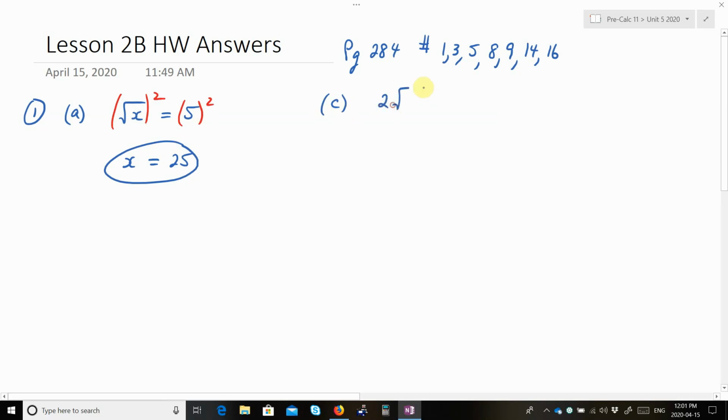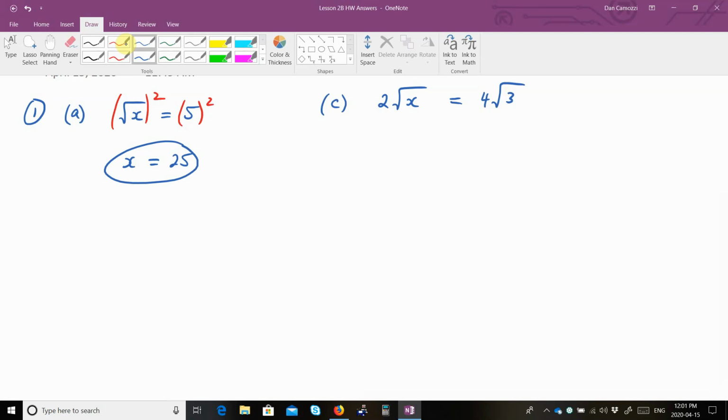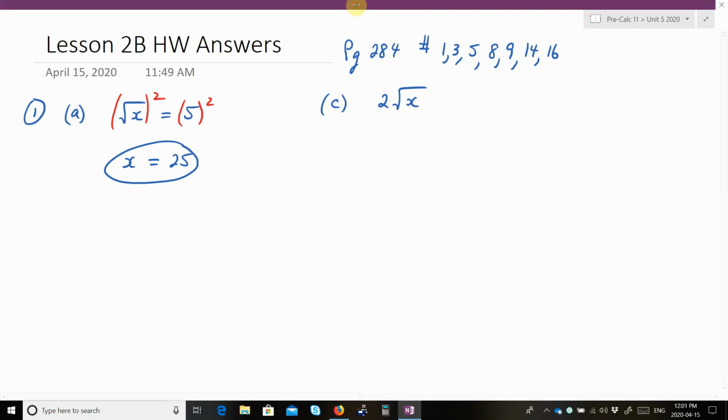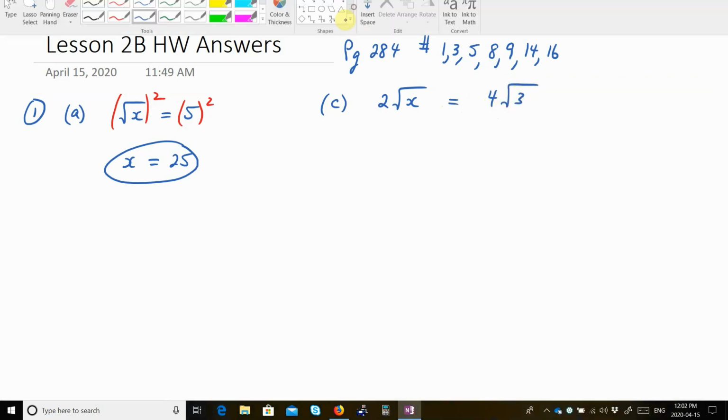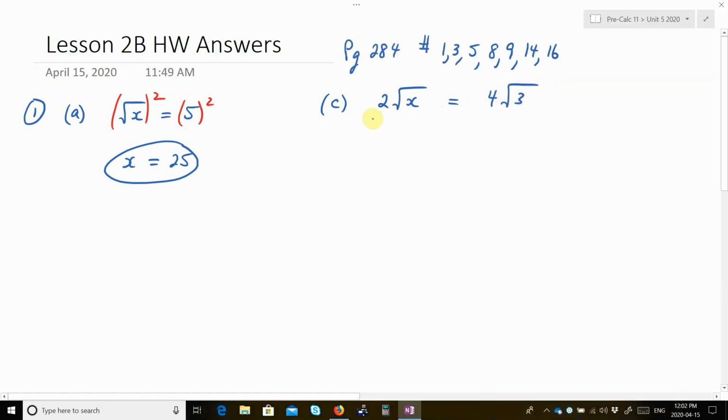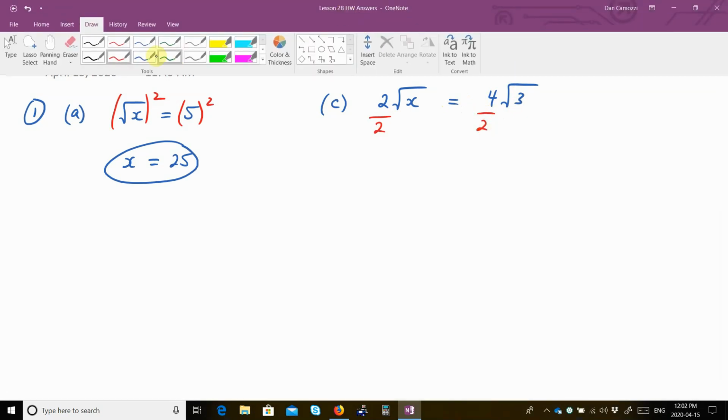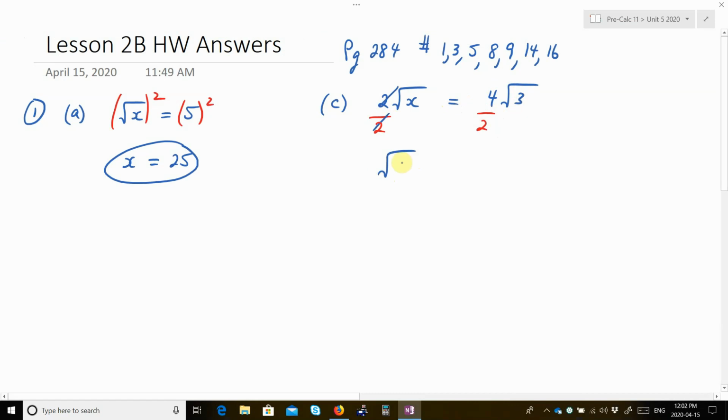Letter C looks like this. I think I may have already done this one in the lesson. But let's give it a try anyway. Get the radical by itself. Divide both sides by 2. So we have the square root of x is equal to 2 root 3. And now we are ready to square both sides.